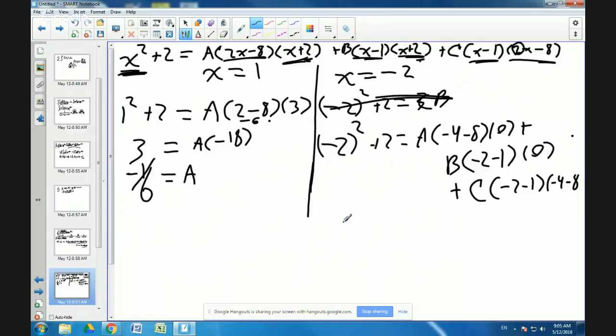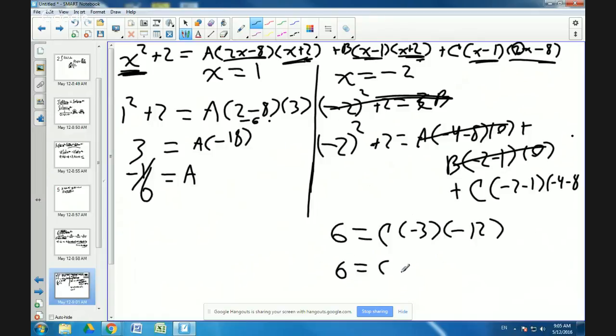So now, out front, we get this -2 squared, which goes to a +4 plus 2, which gives us 6, which equals, so the a is going to drop away, the b is going to drop away, we're left with c by -3 by -12. Well, this gives us 6 equals c by a positive 36, because we have the double negatives, which then gives us c equals +1/6.